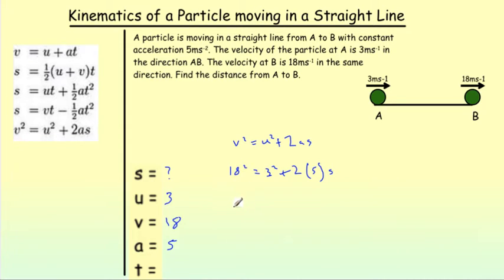So when we tidy that up, 18 squared is 324. That's equal to 3 squared, which is 9, plus 2 times 5s, which is 10s. So if we subtract 9 from both sides, we end up with 315 is equal to 10s. And then divide both sides by 10, which would give us s is equal to 31.5. And s is for displacement, so that's going to be in meters. And that's our answer.